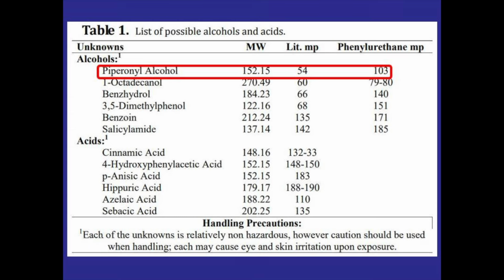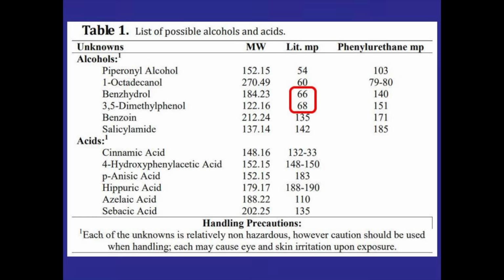This will be really helpful in distinguishing compounds that have similar melting points, like these 2. For example, if we got a melting point between 65 and 66 degrees Celsius, it could definitely be benzhydrol, but it could also be a slightly contaminated 3,5-dimethylphenol. But the second melting point of the derivative can really help in clearing the ambiguity that might exist there.